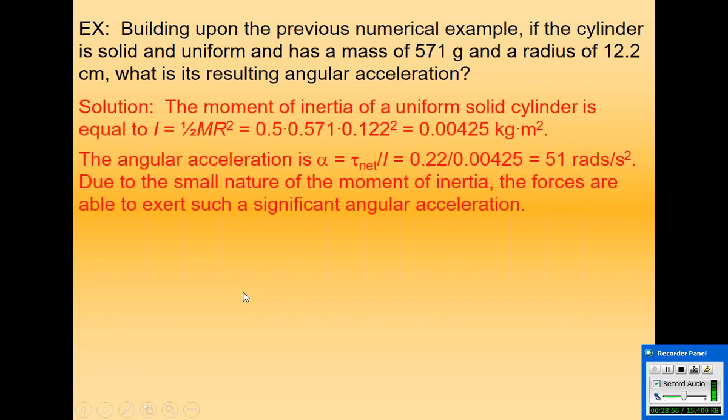The net torque from that previous problem was 0.22 newtons times meters. To find the angular acceleration, I take the net torque and I divide by the moment of inertia. So 0.22 divided by 0.00425, I calculated that to be equal to 51. The angular acceleration is 51 radians per second squared.